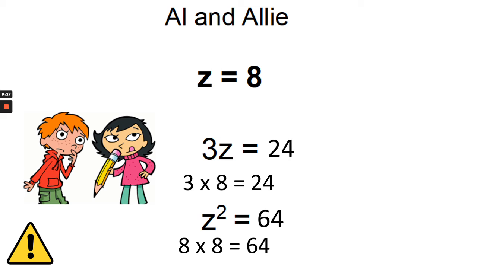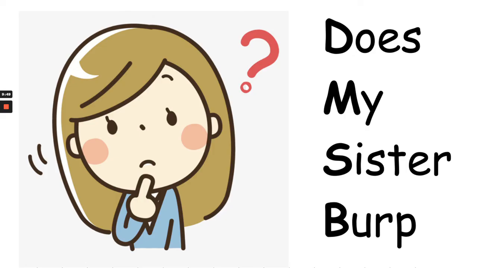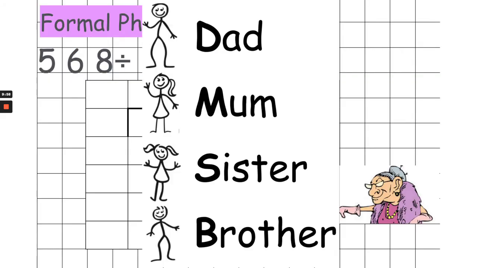Great job, Year 6. All right, we're on to formal Phyllis, and it looks like Phyllis is using long division. When we see long division, we have one very important question to ask. If you can remember that question, shout it out now. Did you say it? Does my sister burp? It's a very good way of remembering long division, but let's see what it reminds us about.